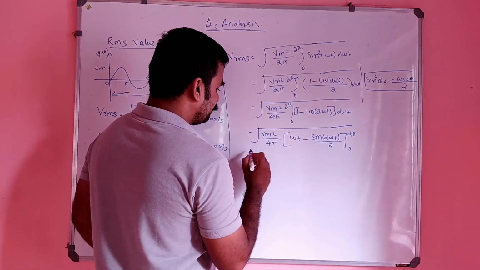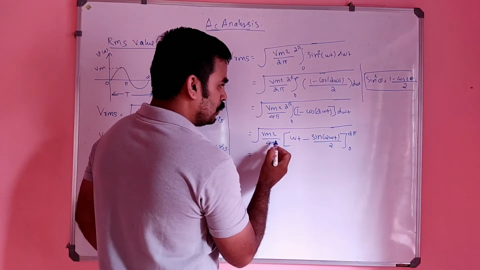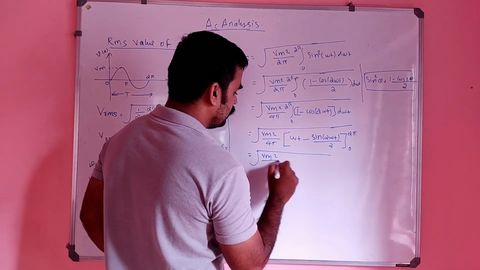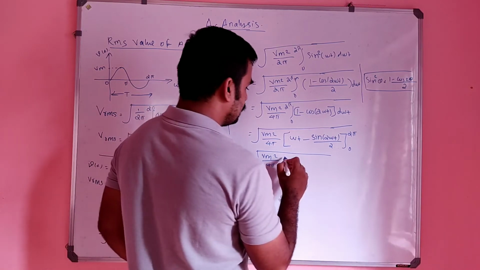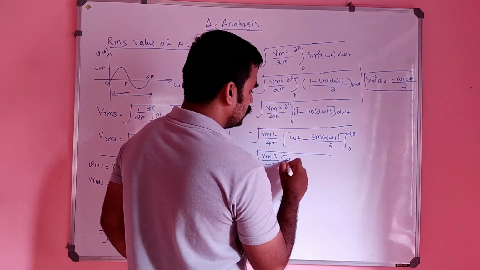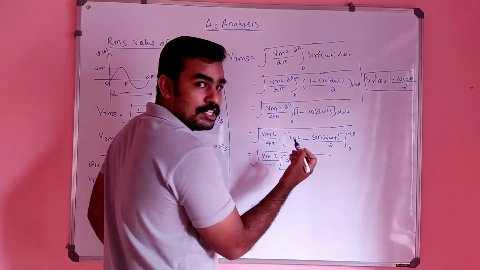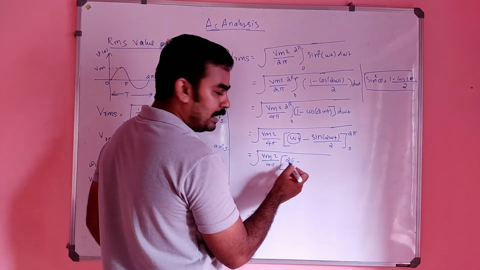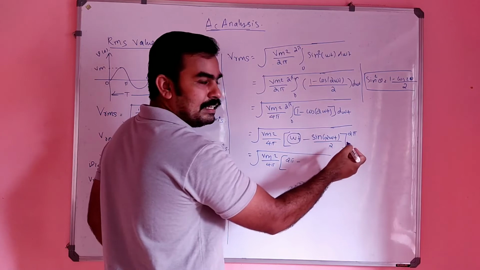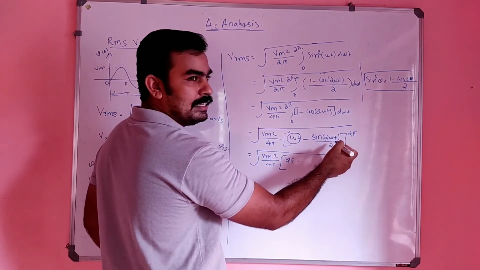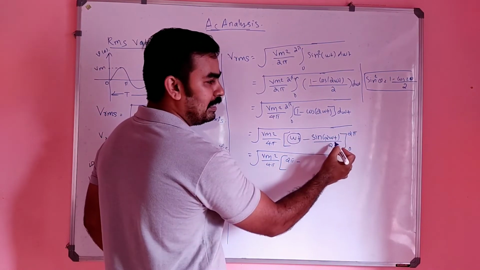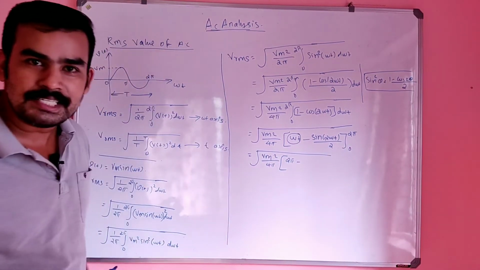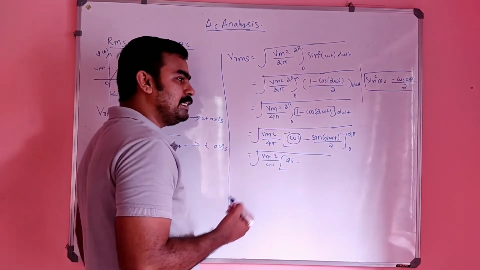So it will become root of Vm square divided by 4 pi, into 2 pi minus, upper limit minus lower limit. So upper limit, change this omega t as 2 pi, sin 2 into 2 pi, that is sin 4 pi. Sin n pi is always 0.